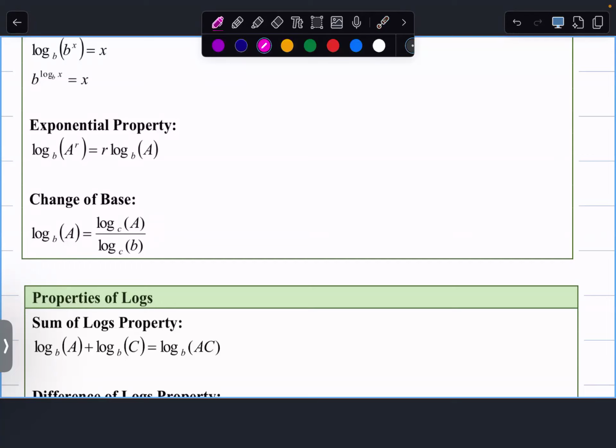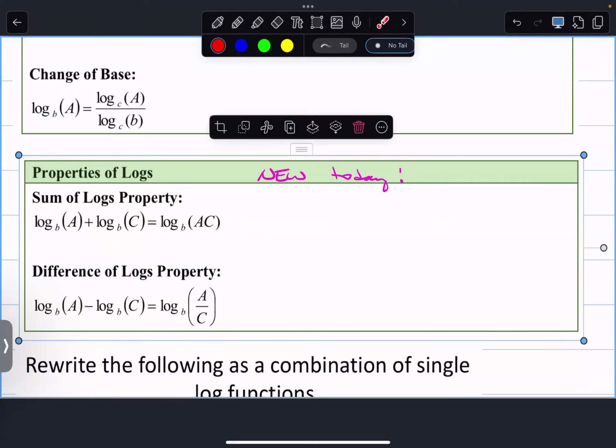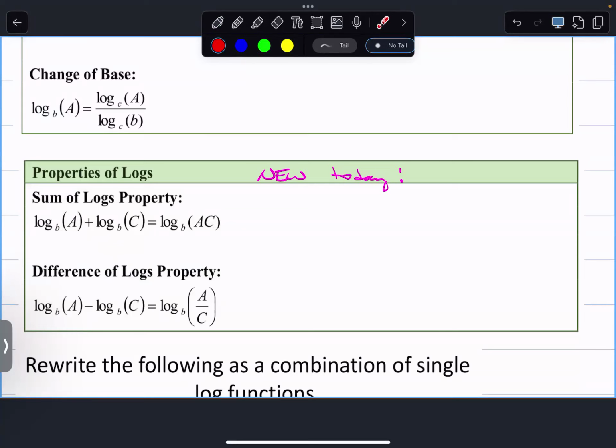This one's new, this next box. New today. I was going to say new, but that made me think new mathematically. That's not true at all. Nothing's new in math. It's all old.